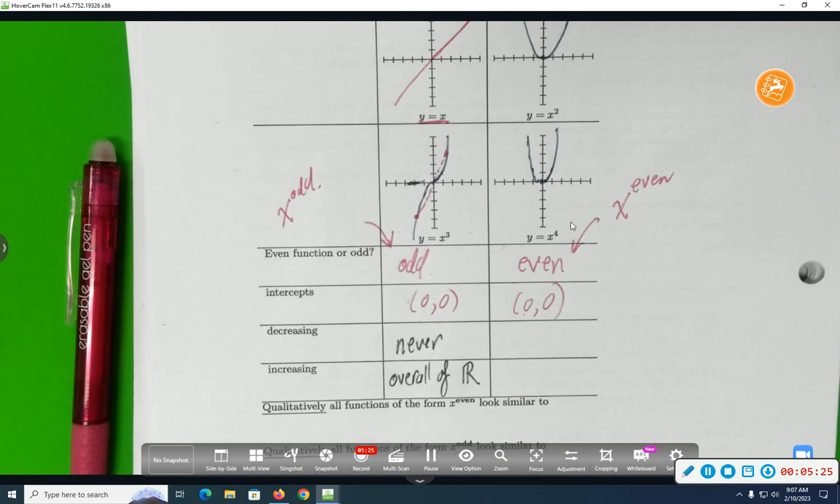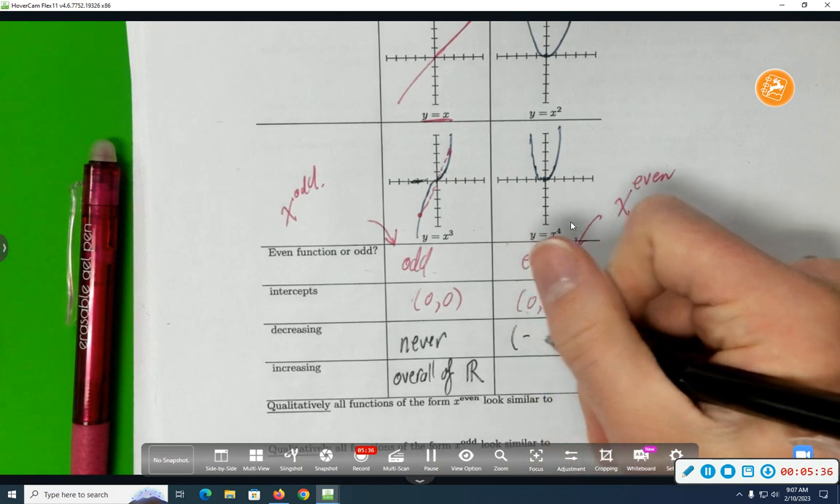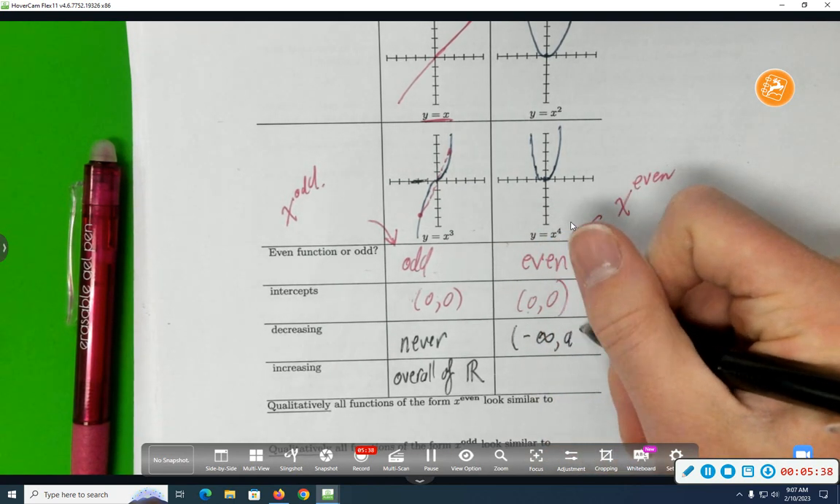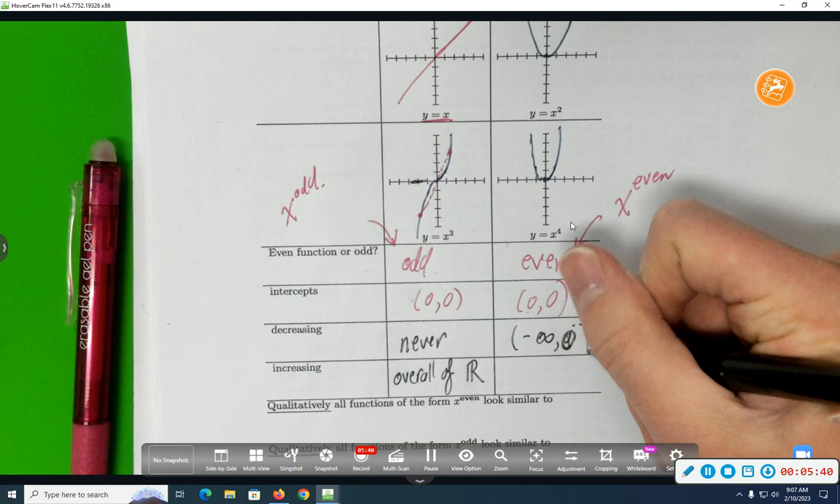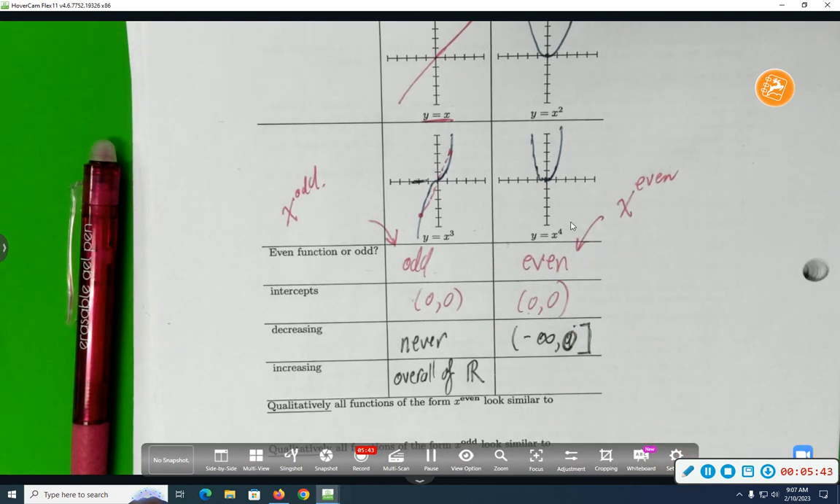Cool. How about the even power functions? Where are they decreasing? For negative numbers. And because of a technicality, I want to include all the way to 0. And let's just think about why. Even if you include 0, as long as the x values keep going left to right, do the y values keep going down? Yeah, they only start going up once you hit positive numbers.